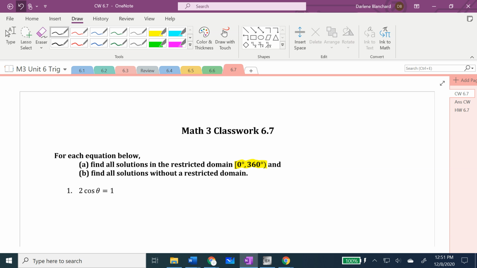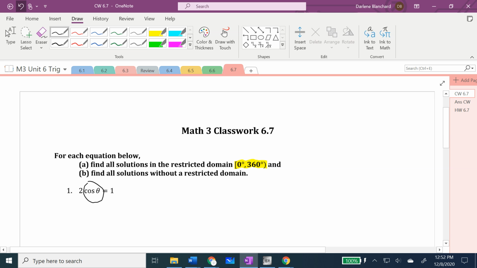You have already solved for equations where you're given sine theta equals 1 or cosine theta equals root 3 over 2, something like that. So now we're going to combine your algebra abilities with those newfound unit circle abilities. Your first job is to isolate the trig function. That is the algebra side of this.